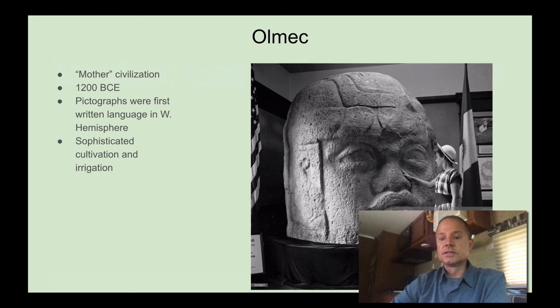You have a civilization that develops a complex system of pictographs, kind of like in Egypt where they had the hieroglyphics. The pictographs were the first written language in the Western Hemisphere. They also had very sophisticated ways of cultivating and irrigating their crops. They made a bunch of these large head statues. This is kind of what they're famous for. So you can see there's some very sophisticated stone carving to make something that large and that beautiful.